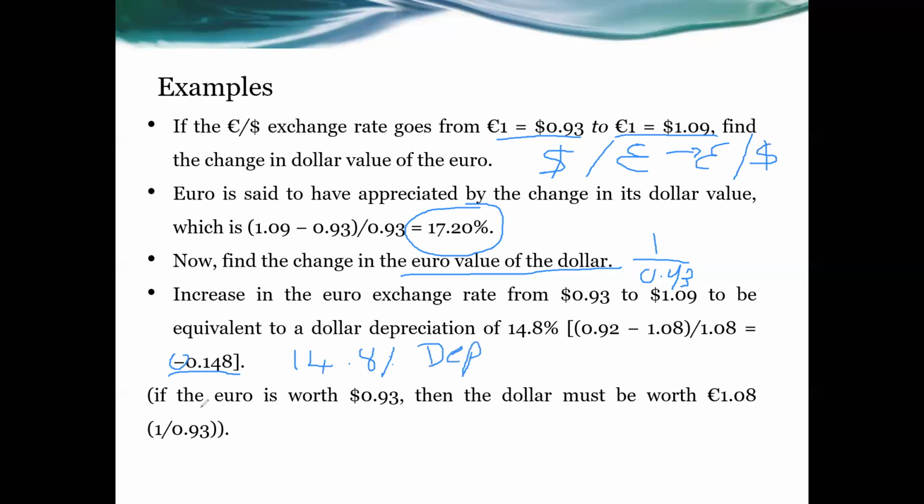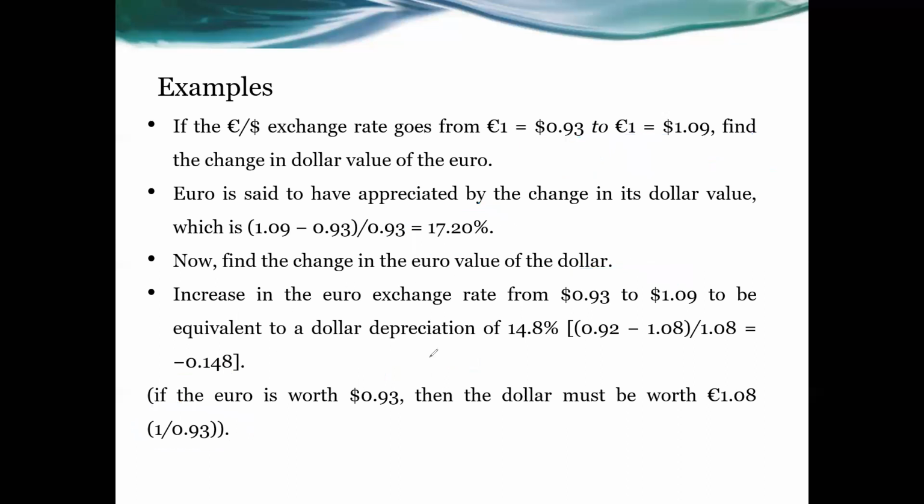Okay, it is depreciation. So if the euro is worth 0.93, then the dollar must be worth the inverse. This is the way I am expressing it to you. This is the same thing. So that's the explanation regarding the way of calculating appreciation and depreciation.